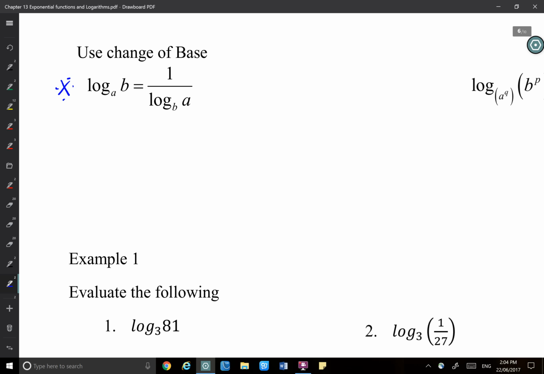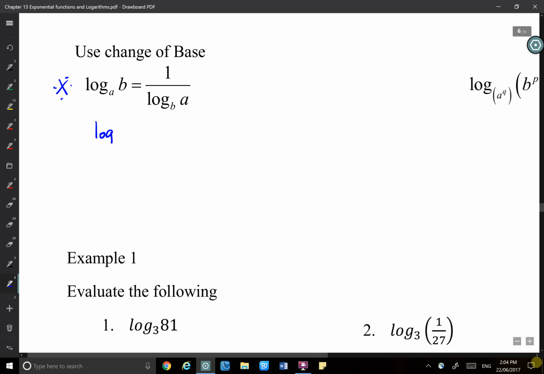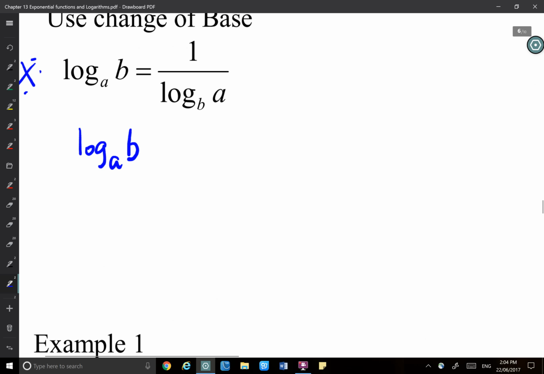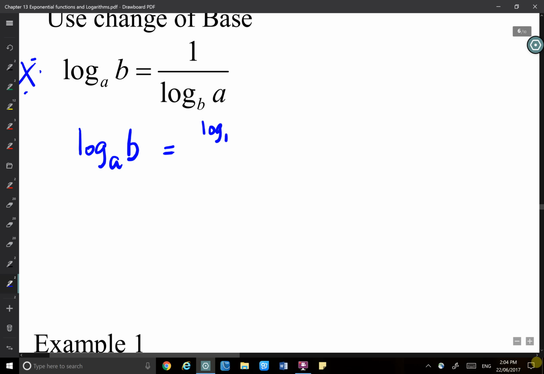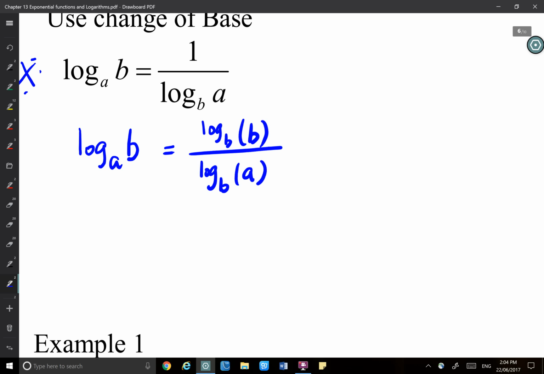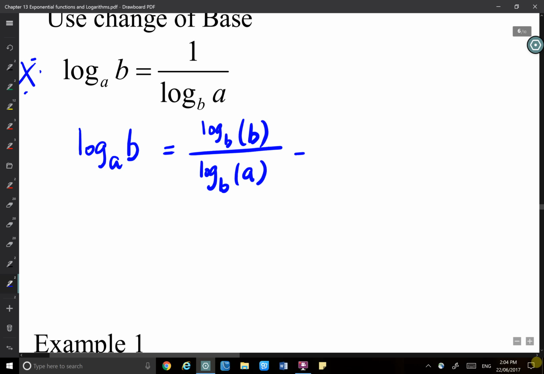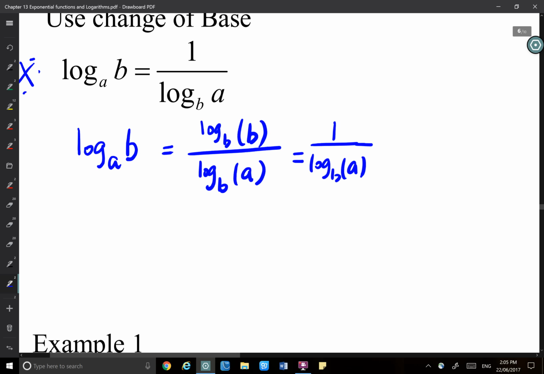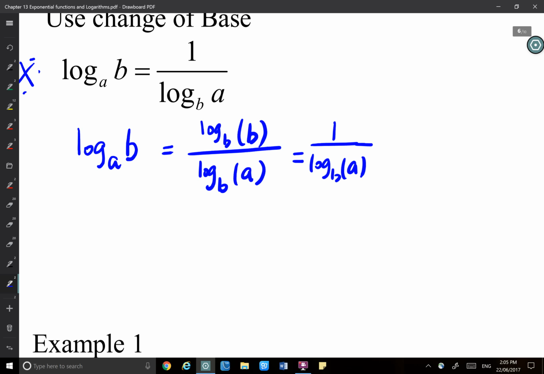How do we prove that? Let's say what log base A of B equals. That's base A, right? I can change that to base B. If I change that to log base B, I will put B here and A here. It doesn't say I can't change to base B. I can change to any base. So log base B of B, and that is just 1 over log base B of A. That's how this is done. We just use the change of base formula.